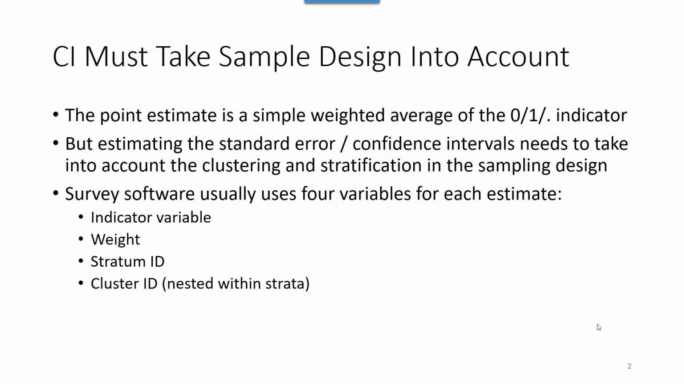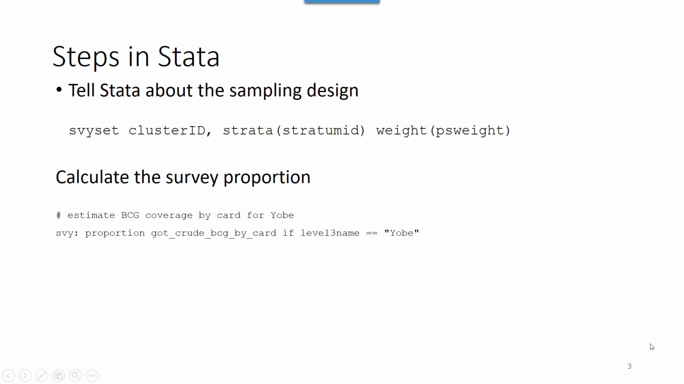But when we're going to calculate confidence limits, confidence intervals, standard errors, we need to use software that takes into account the clustering and the stratification in the sampling design. We are going to need to assemble and know the names of 4 variables, usually at least, sometimes more, but always 4 at least. In order to do this work, we're going to need to know the name of the indicator variable we want to summarize, calculate coverage for, and then we need to know where are those post-stratified weights that we worked so hard to calculate, or the respondent weights. Maybe we didn't post-stratify, but what's the weight variable? What's the stratum ID variable? What's the cluster ID variable?